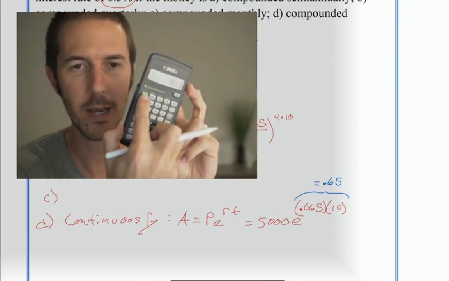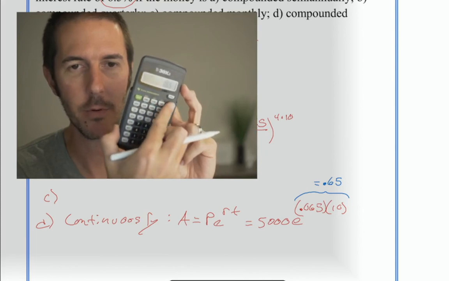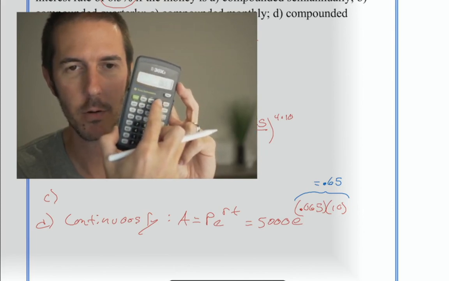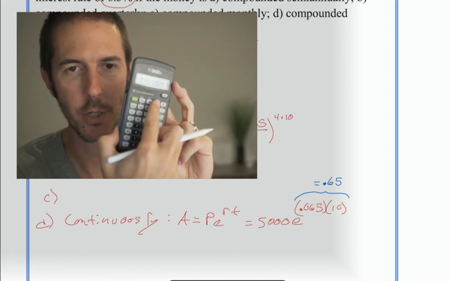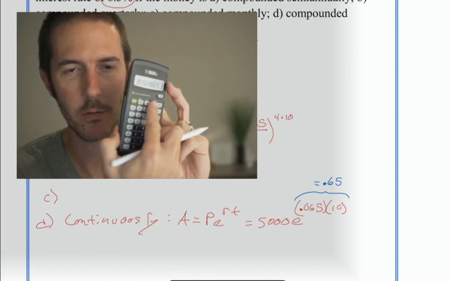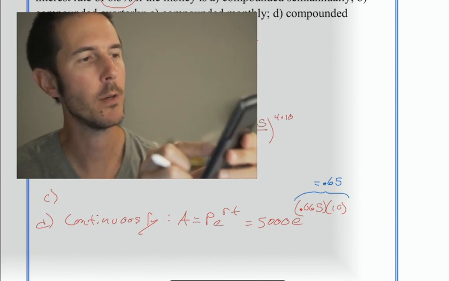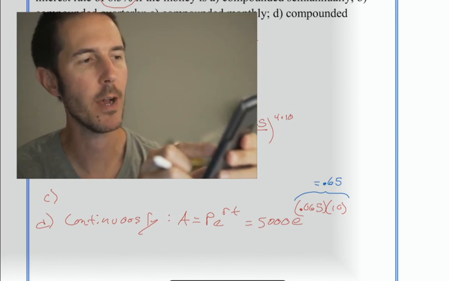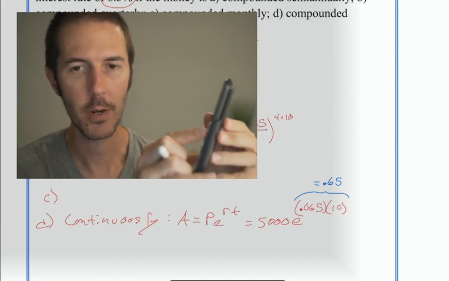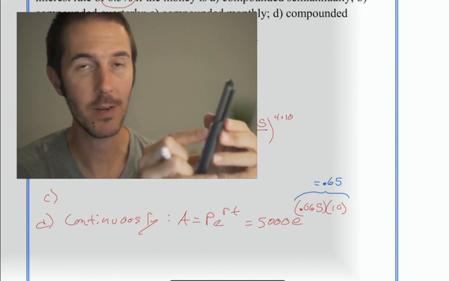I'm going to hit this button over here that says second, and then I'll come over here. Can I do this in the mirror? And I'll hit this e to the x button, and you saw that the number changed on my screen. It's a very lousy looking number. I got 1.91554. Right, and that's e to the 0.65.